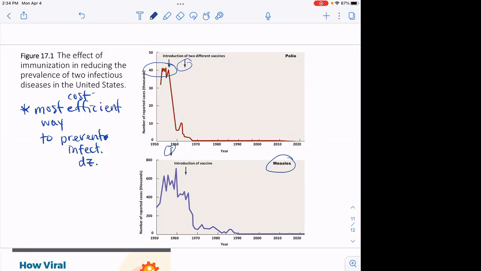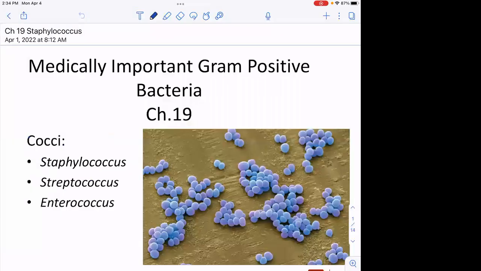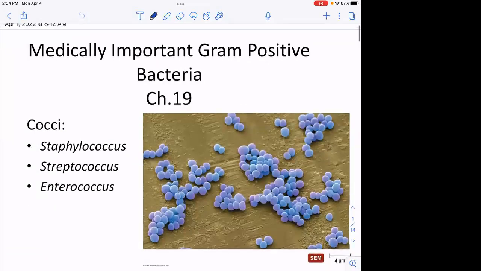So good. All right, so let's start our staff. I knew I would end up taking a lot of time on not very many slides there for our vaccine stuff.